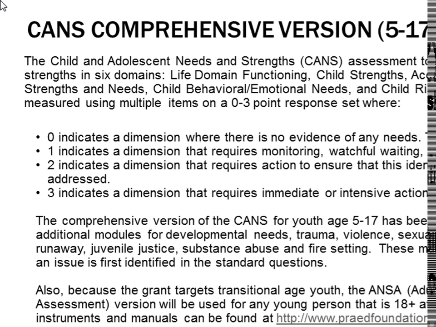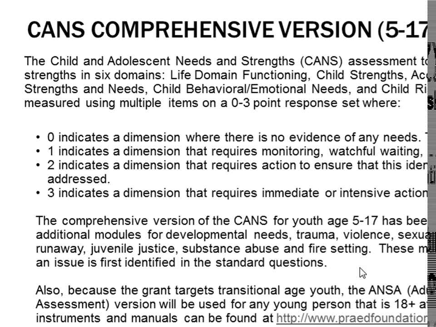What we plan to do with this is hopefully over the period of the next year, once the data system's up and running, take some of the counties that are especially interested in implementing CANS in their system and work with them, getting them the right training, and then hopefully use that first cohort of volunteers to then go on and train the rest of the counties once they're up and ready to go. In case you guys haven't heard much of the CANS, it's basically an assessment tool that reports needs and strengths in 6 domains: life domain functioning, child strengths, acculturation, caregiver strengths and needs, behavioral and emotional needs, and child risk behaviors.